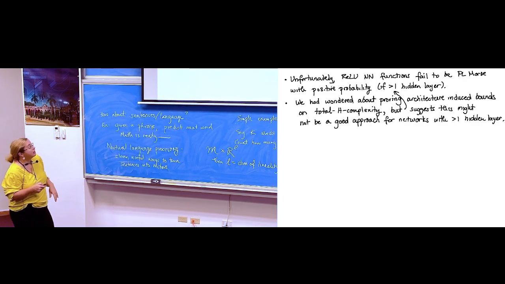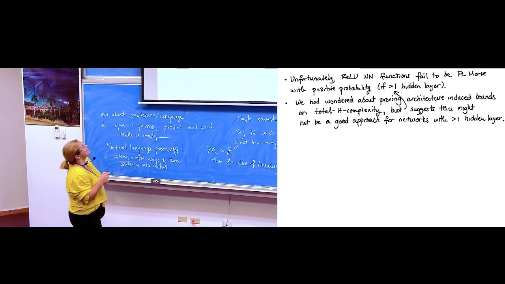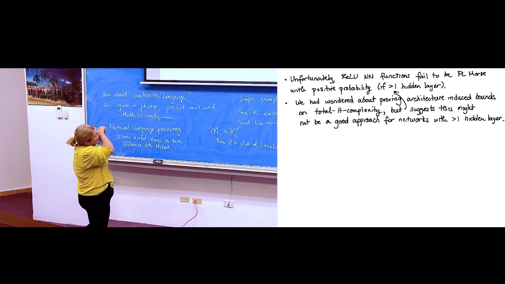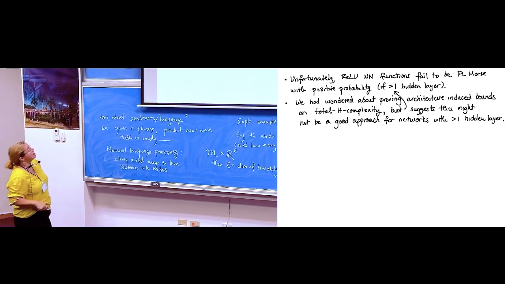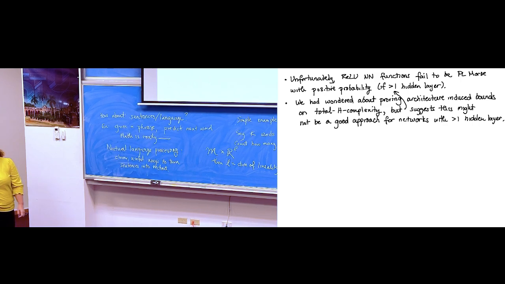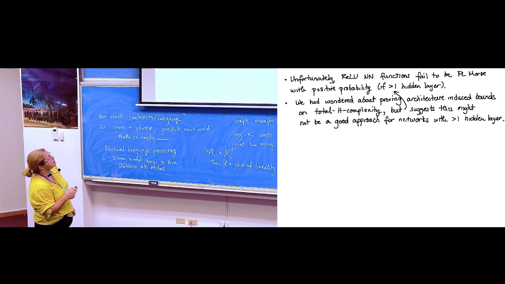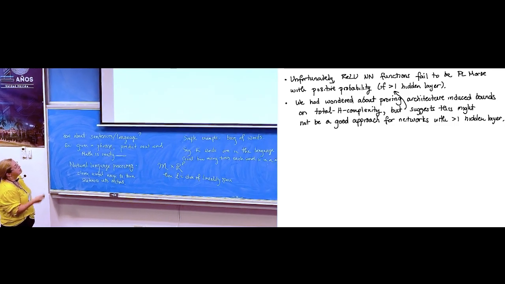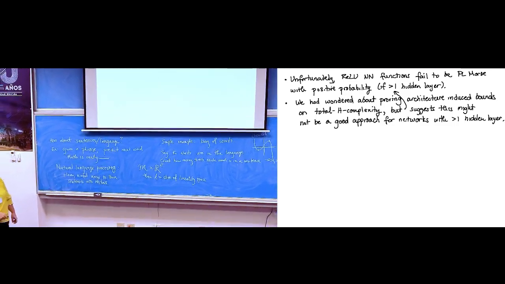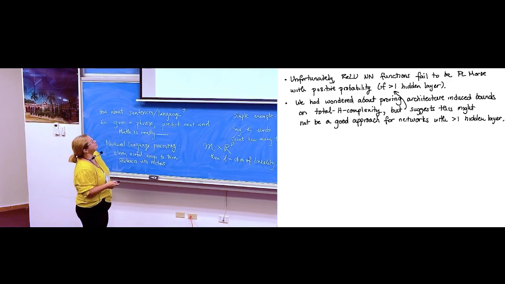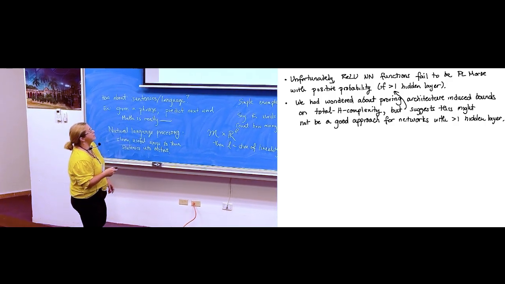So the sad thing is that a lot of neural network functions are not PL Morse. It happens with positive probability. And we had hoped that we could prove architecture-induced constraints using this notion of complexity. But this unfortunate fact is sort of a no-go result. So we got a couple little results out of it.